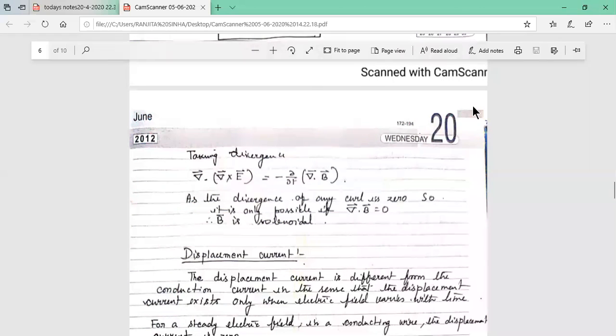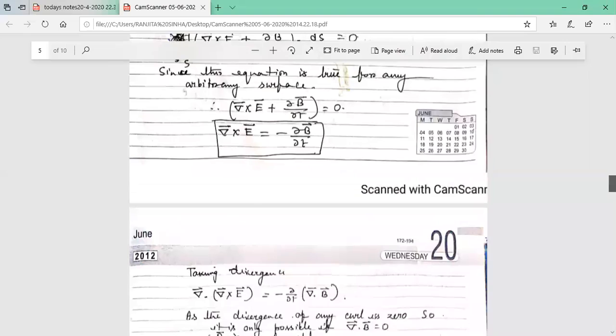Curl of E equals minus del B by del T. Now take the divergence on both sides. So the divergence of curl of E equals what? Minus del by del T of the divergence of B.